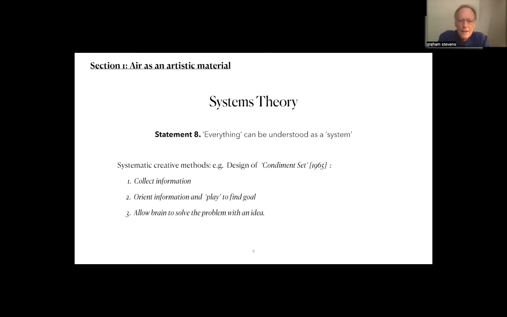Now, the way Geoffrey Broadbent taught was that basically the whole design process can be broken down into 3 stages. Firstly, collecting information. The second, playing around with the information and orienting to some kind of question you want to make, a particular object or design something. And the third one is to allow the brain to solve the problem with an idea by doing nothing, going off and doing something else.